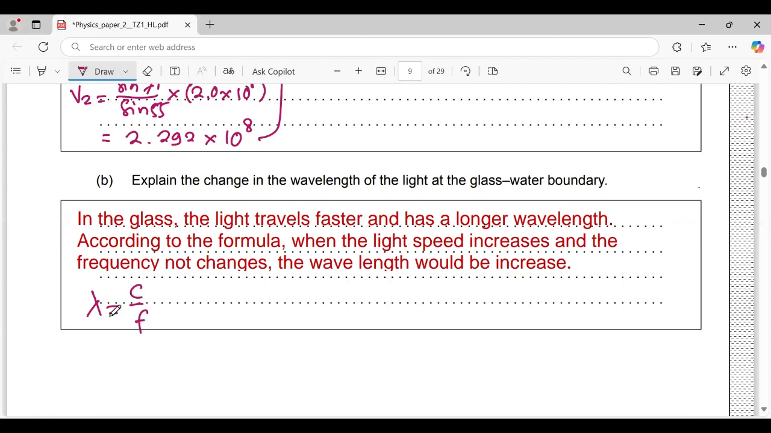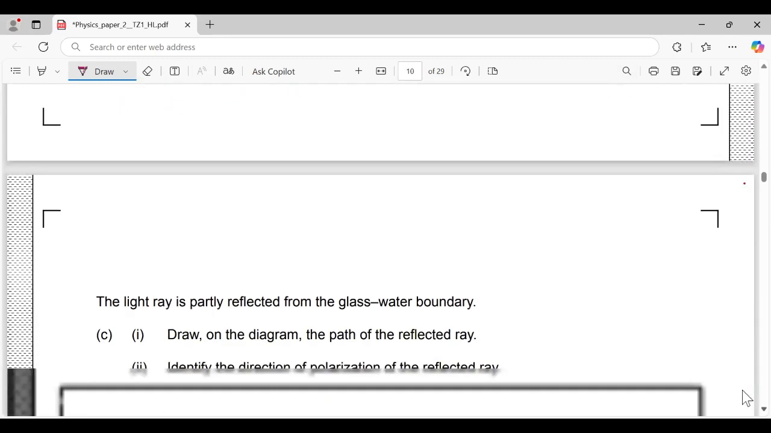According to this formula, lambda is wavelength, C is speed of light, and F is the frequency. When the light speed C increases and the frequency F does not change, the wavelength will increase. I think this part is clear. Next.